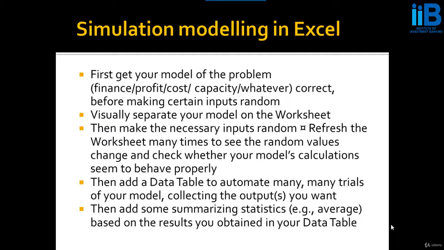Then add a data table to automate many trials of your model, collecting the outputs you want. So once you have created the data tables, you start with collecting the outputs you want. You understand where your modeling is based on, what is your higher range, what is your lower range, what is your average range. So what is your model all about, and what is the capacity or the scope of the model. Then add some summarizing statistics, average, based on the results you obtained in your table.